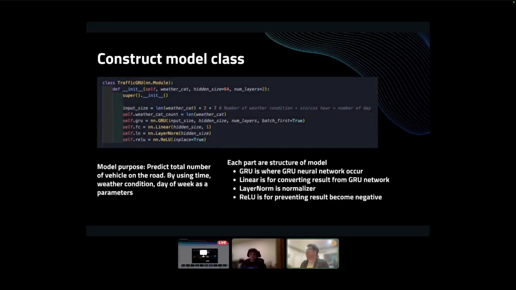Now let's start to construct a model class. The model's purpose is to predict the total number of vehicles on the road by using time, weather condition, and day of week as parameters. And you can see how each part is structured in the model. GRU is where the GRU neural network occurs, obviously. Linear is converting the result from the GRU network to be more interpretable. LayerNorm is the normalizer. ReLU is preventing the result from becoming negative.